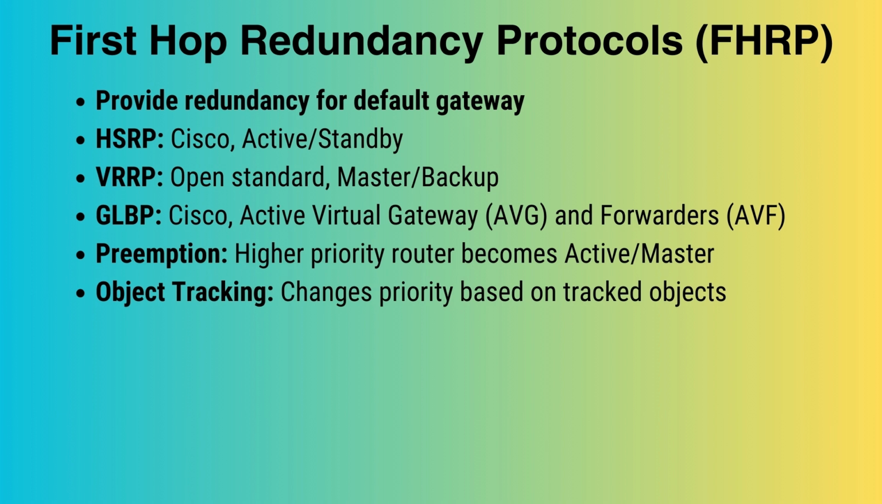Understanding FHRPs, including HSRP, VRRP, GLBP, preemption, and object tracking, is crucial for ensuring network reliability and redundancy. Implementing FHRPs ensures that networks remain available even during hardware failures or maintenance, providing seamless failover and load balancing capabilities. Proper configuration of FHRPs enhances network resilience, minimizes downtime, and ensures continuous access to critical network resources.